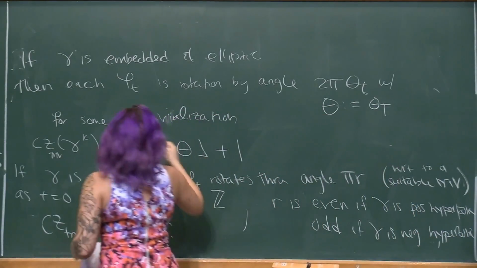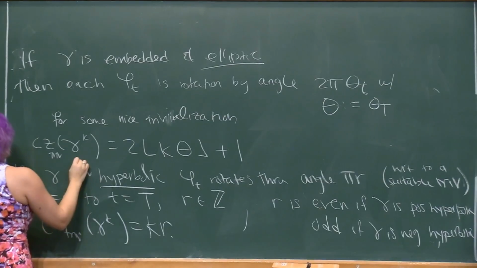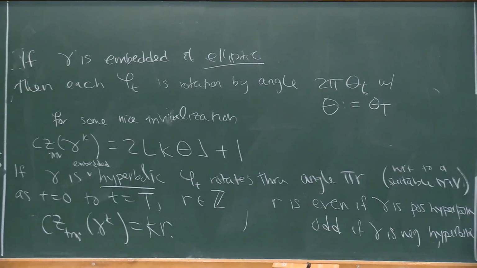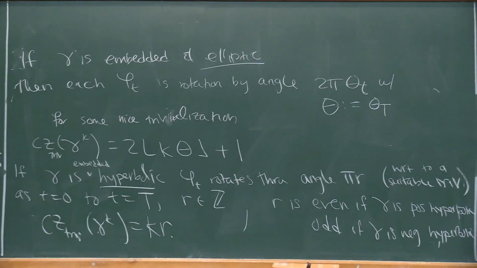Okay. Elliptic, hyperbolic. And I'm going to put embedded in here because otherwise it gets a little bit confusing to think about iterates and Conley-Zander index formulas. It's easiest to just write the iterates in terms of the underlying embedded Reeb orbit, but you can remove this embedded from each of these things if you want.